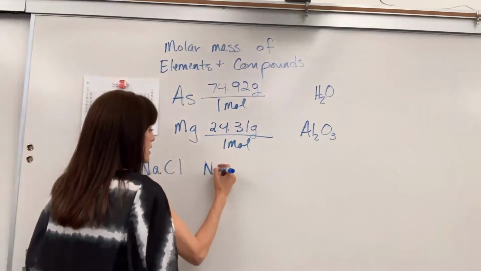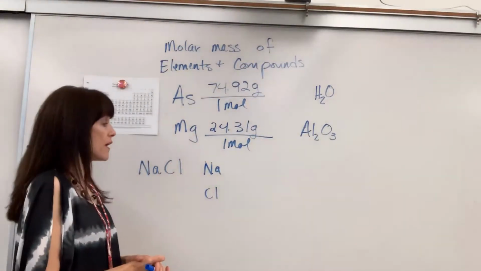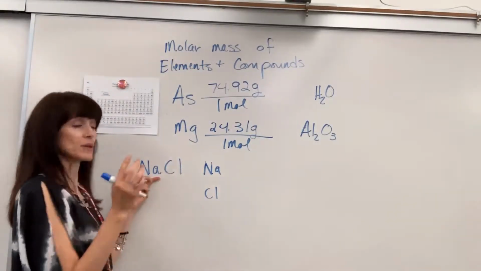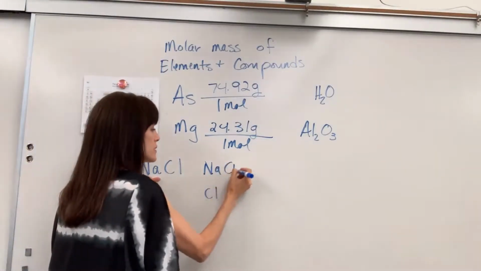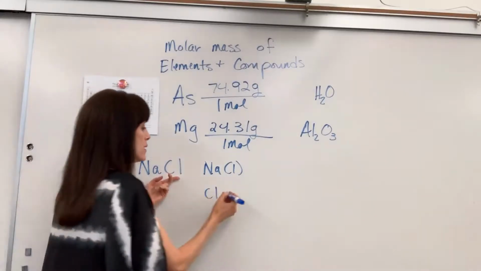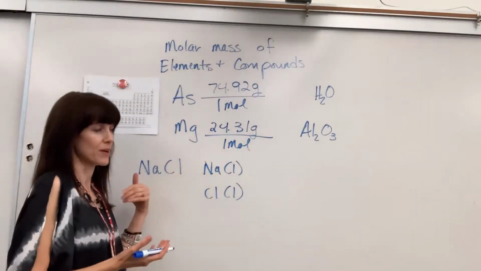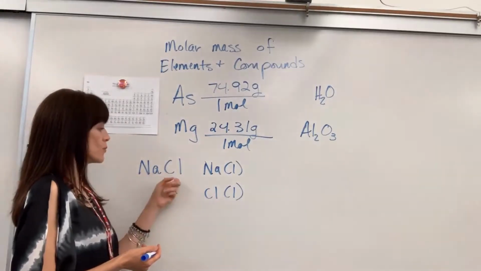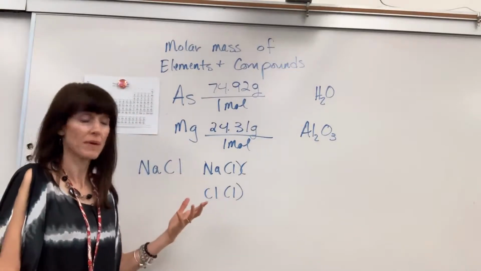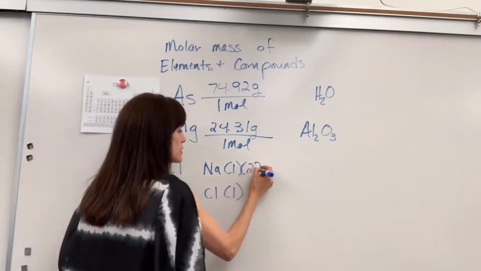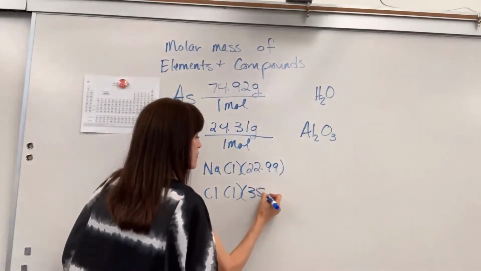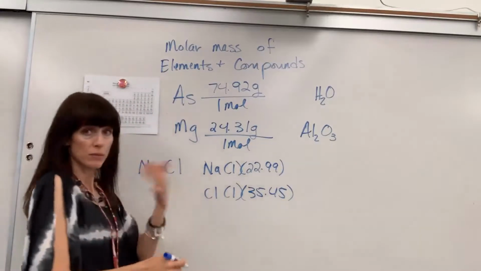I write each element to help me keep it straight, okay? And then I write the number of elements. Sodium, there's nothing, no subscript, so it's understood to be a 1. So I have 1 sodium. And then chlorine, same thing, no subscript, so it's understood to be a 1. So we're going to have multiplication by 1. 1 atom of sodium, 1 atom of chlorine. Now I simply go to the periodic table and find their molar masses. The molar mass of sodium is 22.99, and the molar mass of chlorine is 35.45.